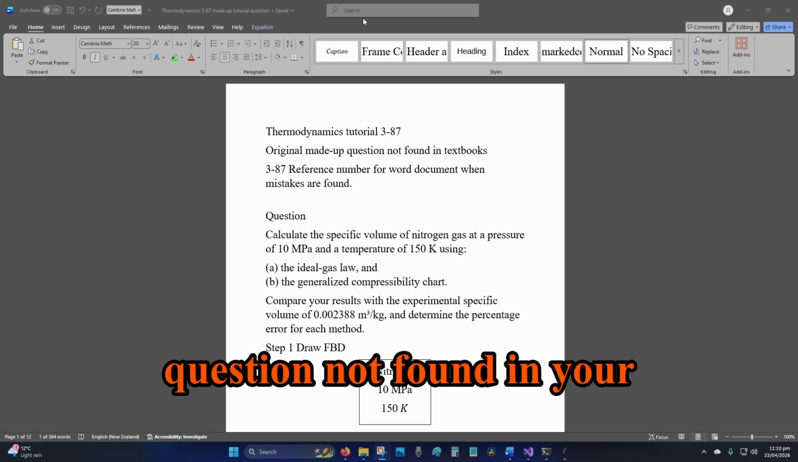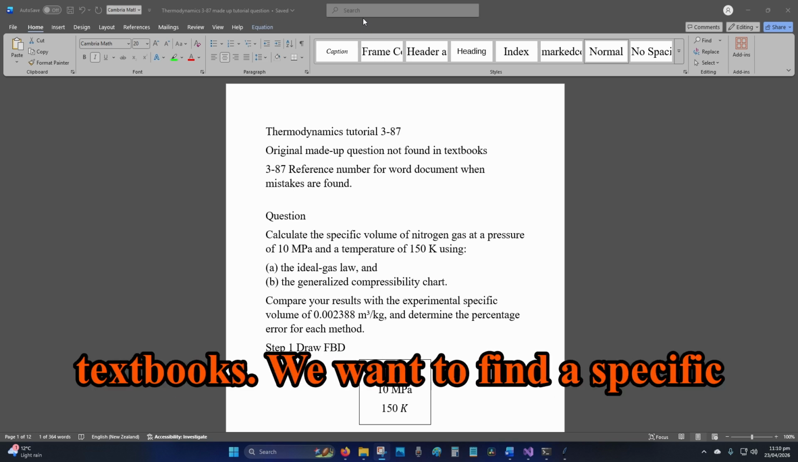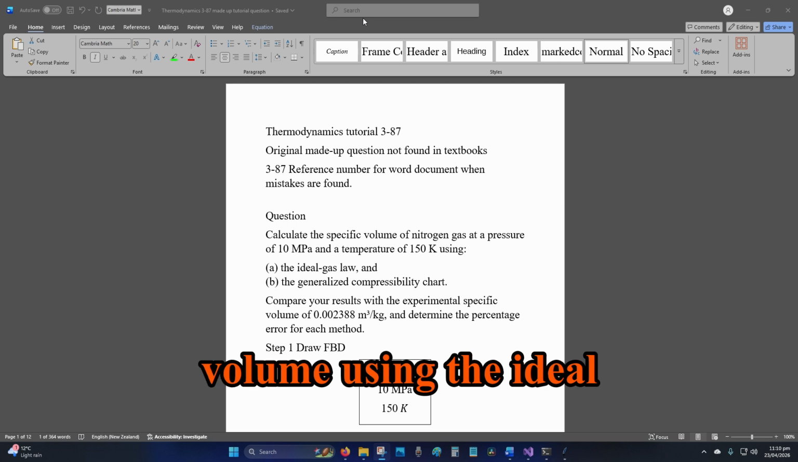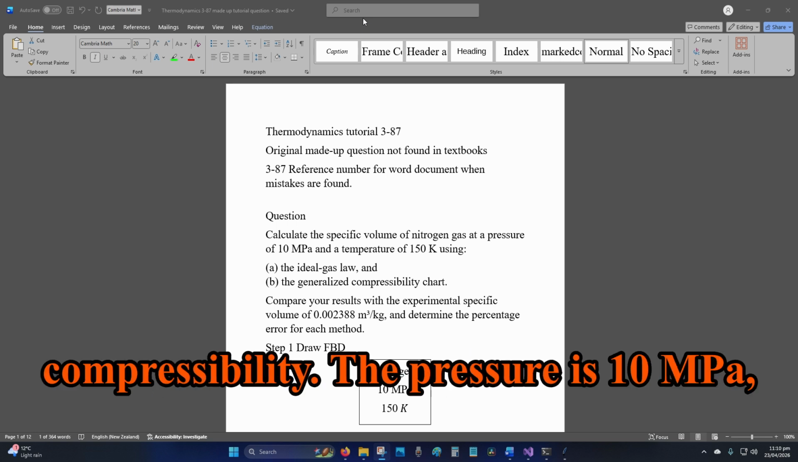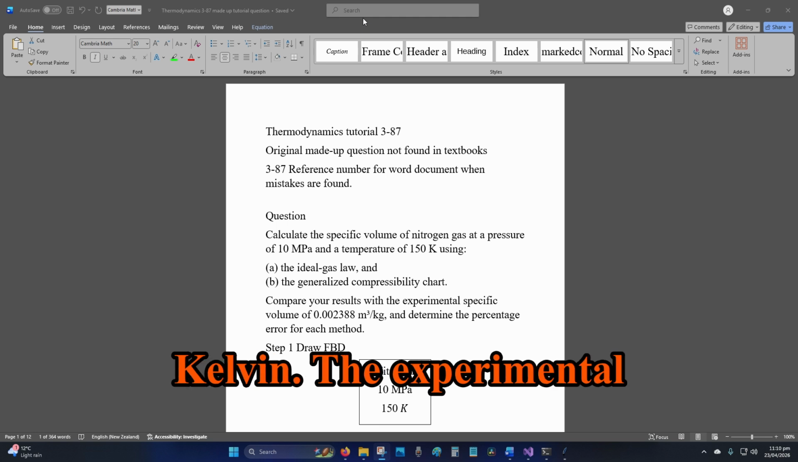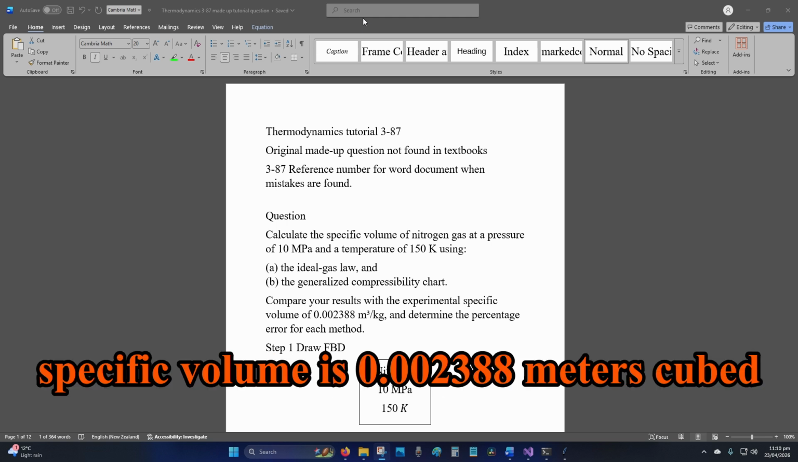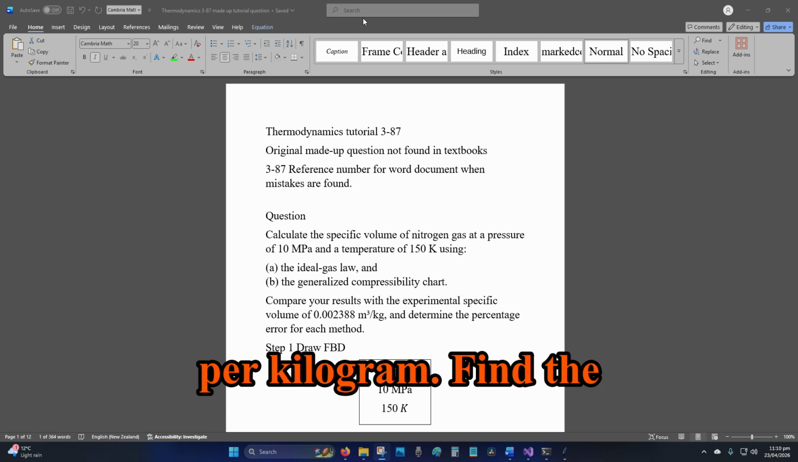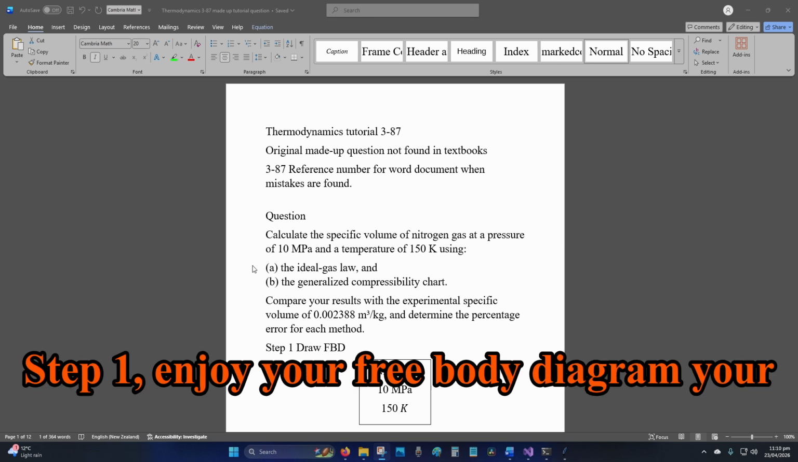This is a made-up question not found in your textbooks. We want to find the specific volume using the ideal gas law and the generalized compressibility. The pressure is 10 MPa, the temperature is 150 Kelvin. The experimental specific volume is 0.002388 meters cubed per kilogram. Find the error rate for A and B.